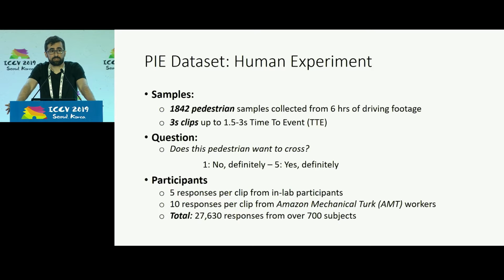Each participant was shown a question: does this pedestrian want to cross? And they had to specify how confident they are in the intention of crossing. Overall, we collected 5 responses per clip from in-lab participants, 10 from Amazon Turk, and in total, we collected more than 27,000 responses from 700 subjects. Now I'm going to show you a sample of how the experiment looks in practice.